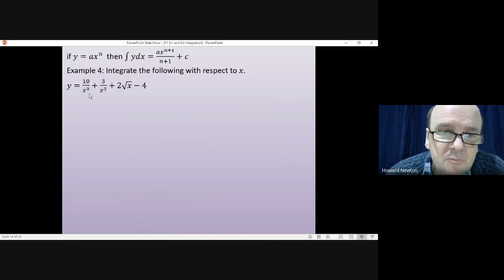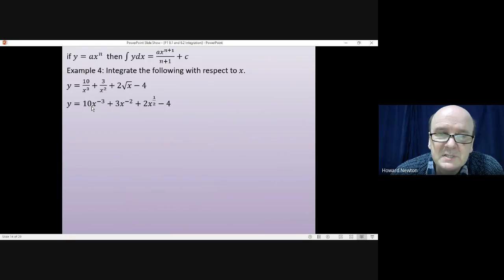As we said, we need to rewrite these. So 10 over x cubed is 10x to the power of minus 3. 3 over x squared, that's 3x to the minus 2. 2 root x is the same as 2x to the power of a half. And then we've got the minus 4. And then integrating them one term at a time.